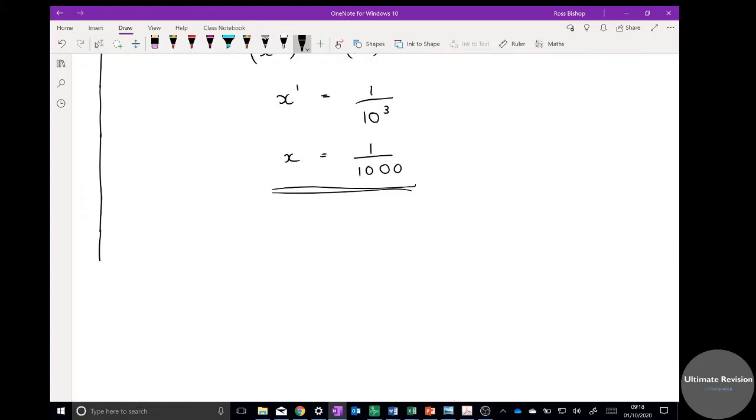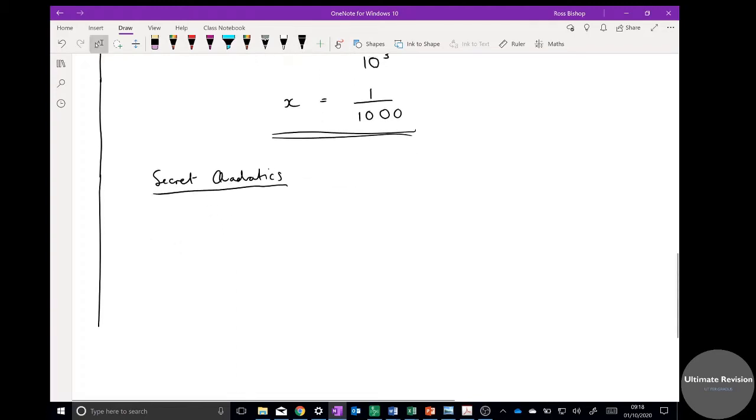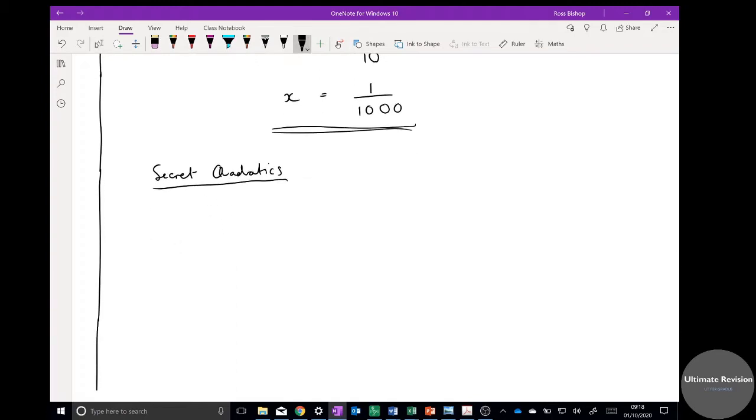But we're going to move on to part 2 of the session, which is secret quadratics. One of my favorite areas of maths. Secret quadratics. And the best way to do this is to look at a couple of examples. So example 1, solve x to the power of 4 minus 5x squared minus 4.